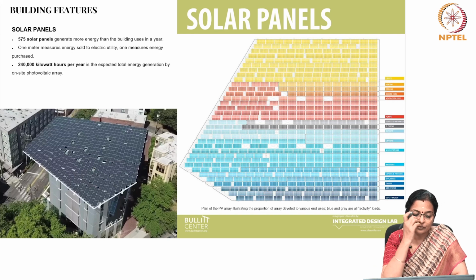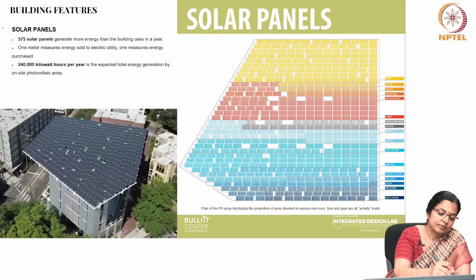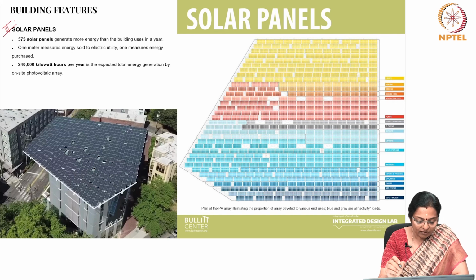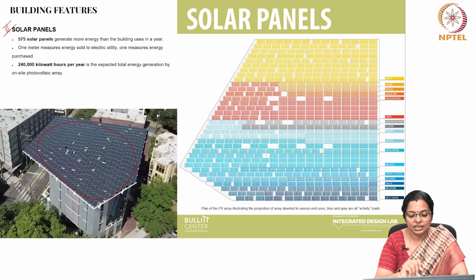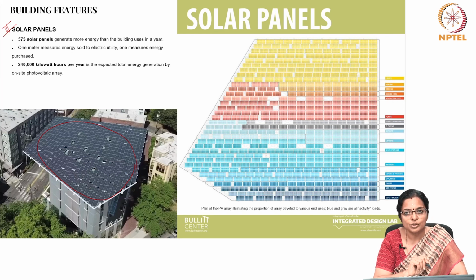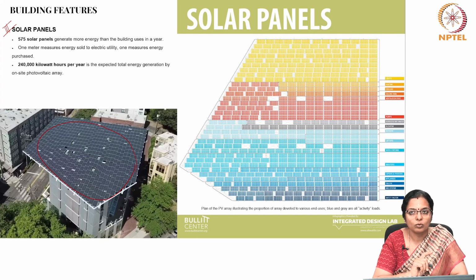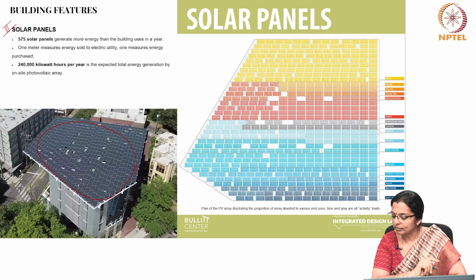The next feature is solar panels. So, 575 solar panels have been used on the terrace of this building to generate more energy than the building uses in a year. One meter measures energy sold to the electric utility, and one measures energy purchased. So, 240,000 kilowatt hours per year is the expected total energy generation by on-site photovoltaic arrays alone.